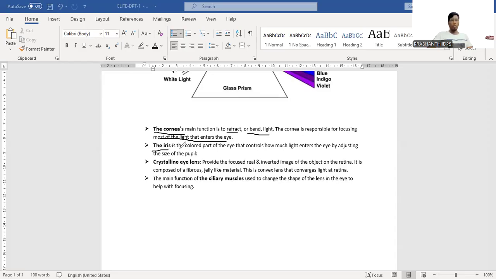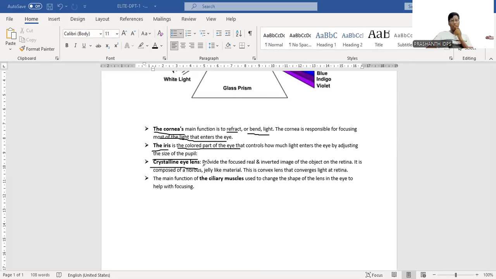Next, iris. What is the iris? Iris is the colored part of the eye. I have given the same answer in the notes also: it controls how much light enters the eye by adjusting the size of the pupil. This is the answer for iris.